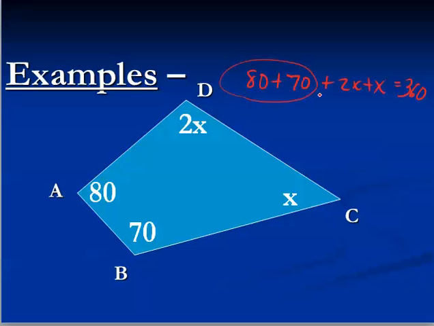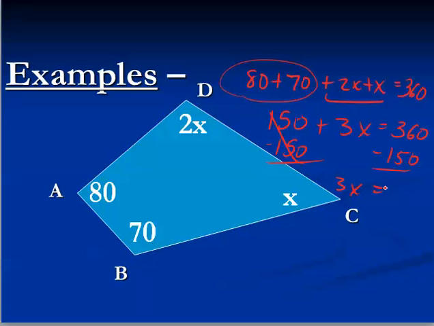So using like terms, remember that if you have like terms, if they're on the same side of the equal sign, you just push them together. We don't have to do any opposites unless we're going to the other side of the equal sign. So 150 plus 3x equals 360. To get x by itself, we're going to subtract 150. So 3x equals 210 degrees divided by 3, and x is 70 degrees.